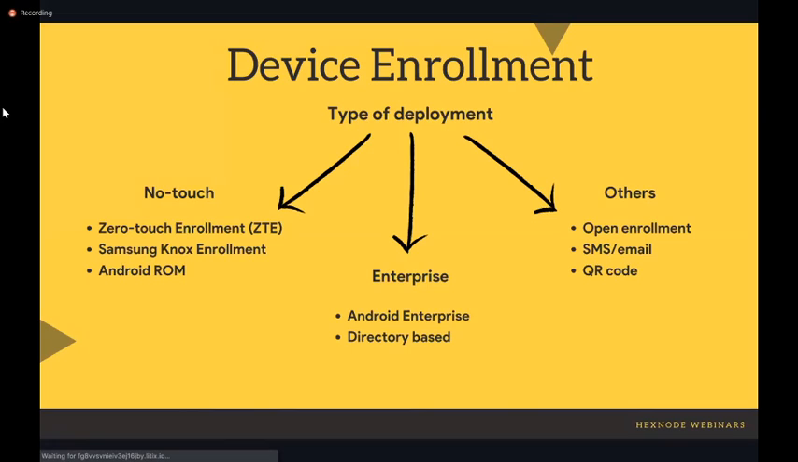And coming to the third option, there are other generic options available to get your devices enrolled. One of the most common ways is to just download the Hexnode MDM application from the Google Play Store, or just download the APK version of the Hexnode MDM application. Open up the application, put in the server address, and just allow the permissions to get your device enrolled.